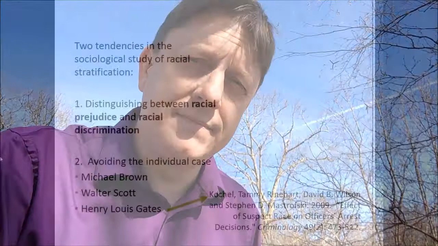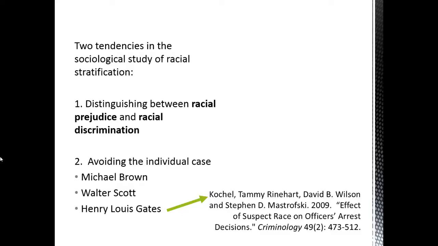In sociology, we have two tendencies when we study racial stratification. The first is to distinguish between racial prejudice and racial discrimination, but the second is to avoid the individual case. It's very tempting when individual people appear in the news because it appears that there is a differential treatment by race. It's very tempting to focus on those particular individual cases and to discuss them. And those particular individual cases for particular individual people are very important. And of course, they're also important symbolically for people who are trying to make an argument about a broader pattern. But for sociologists, the point is to study the larger pattern. That's what we're interested in, and that's where we want to go.